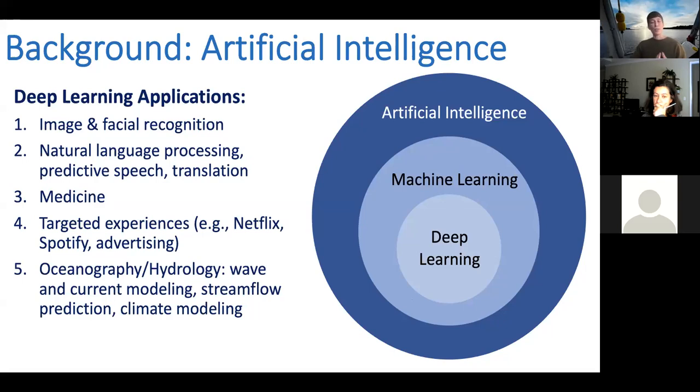And it's also being increasingly used in the natural sciences. So a few examples here where deep learning has been used in oceanography include wave and current modeling, stream flow prediction, and climate modeling.